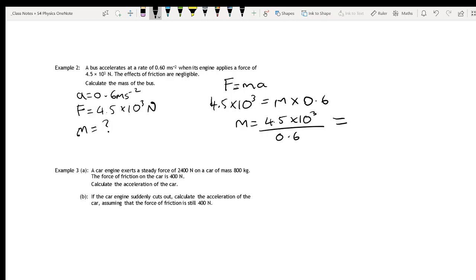Yeah. So hopefully you've got the answer of 7,500 kilograms. Has anyone not got that answer and not sure where they've gone wrong? Okay.